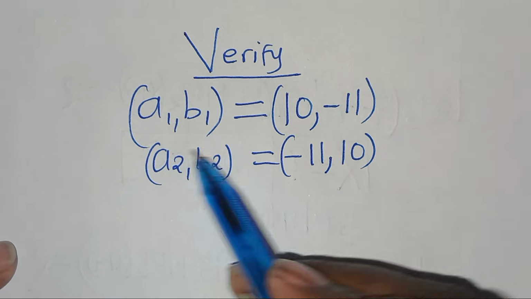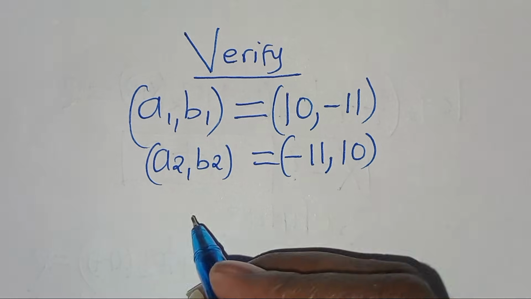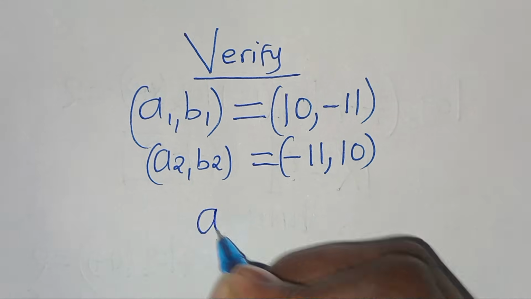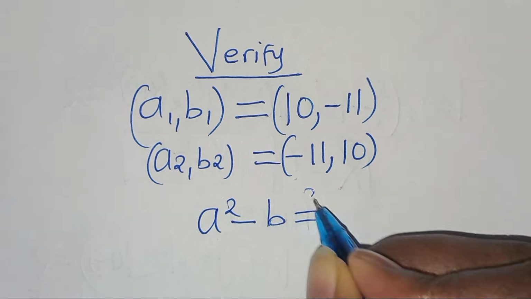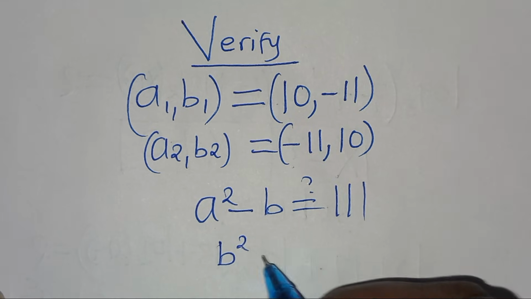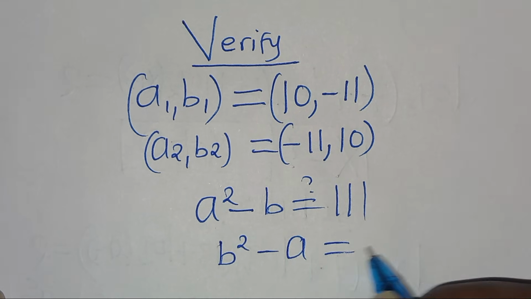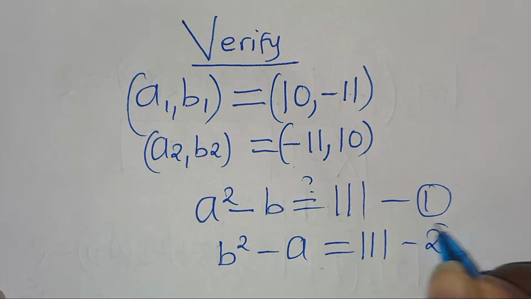Now let's verify that a1, b1 and a2, b2 satisfy the equation by using equation 1 and equation 2. Equation 1 is a squared minus b. This is supposed to give us a value of 111. Then we have b squared minus a. This is equal to 111. This is equation 1 and this is equation 2.